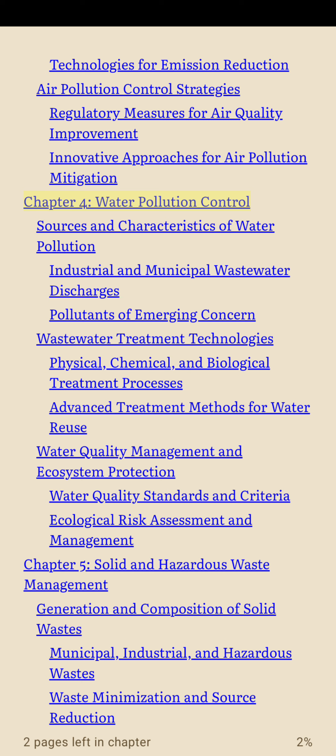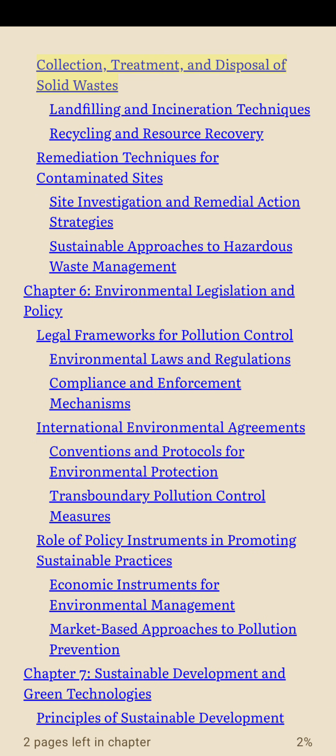Chapter 4. Water Pollution Control. Sources and Characteristics of Water Pollution. Industrial and Municipal Wastewater Discharges. Pollutants of Emerging Concern. Wastewater Treatment Technologies. Physical, Chemical, and Biological Treatment Processes. Advanced Treatment Methods for Water Reuse. Water Quality Management and Ecosystem Protection. Water Quality Standards and Criteria. Ecological Risk Assessment and Management. Chapter 5. Solid and Hazardous Waste Management. Generation and Composition of Solid Wastes. Municipal, Industrial, and Hazardous Wastes. Waste Minimization and Source Reduction. Collection, Treatment, and Disposal of Solid Wastes. Landfilling and Incineration Techniques. Recycling and Resource Recovery. Remediation Techniques for Contaminated Sites. Site Investigation and Remedial Action Strategies. Sustainable Approaches to Hazardous Waste Management.